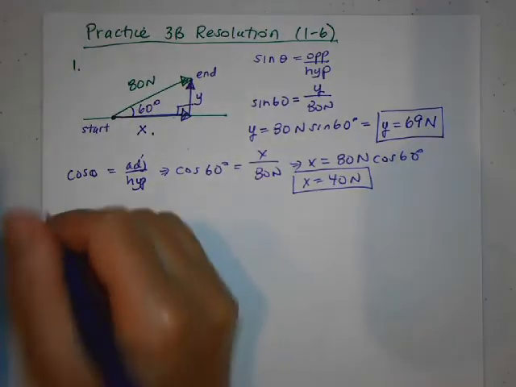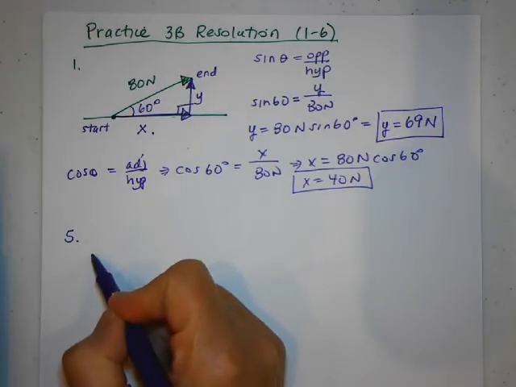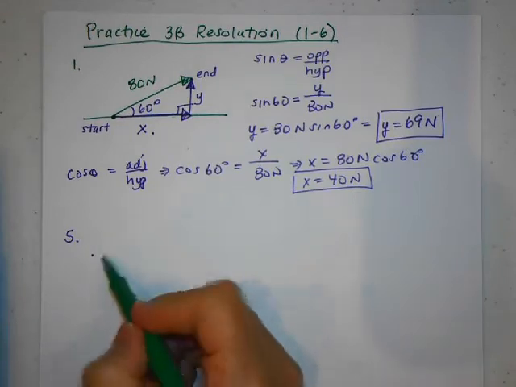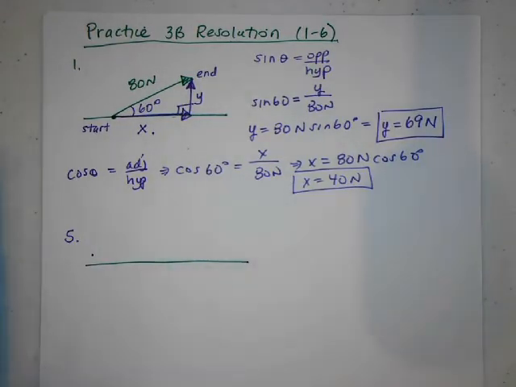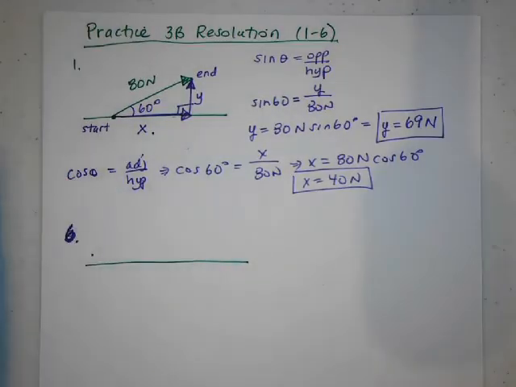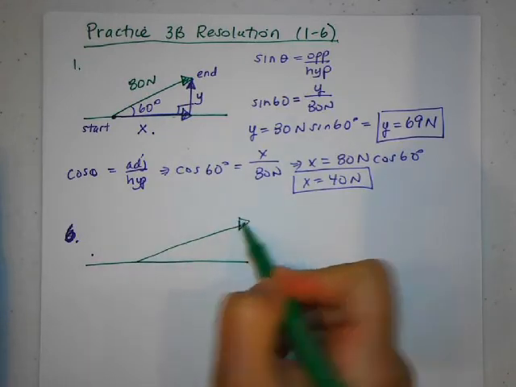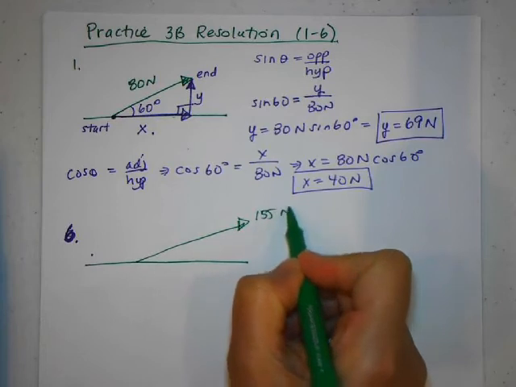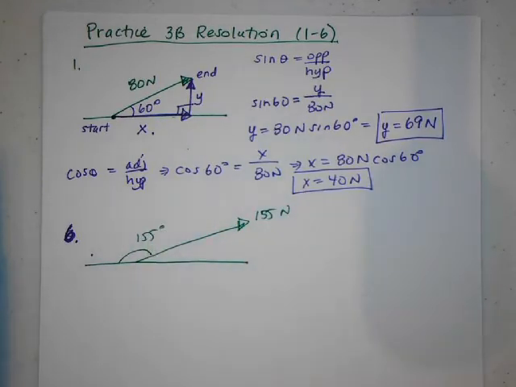All right, let's look at number 5. So number 5, I actually have, or you know what, I'm going to do number 6. So number 6, I have a vector like this. This is 155 newtons. And this angle here is 155 degrees. And it says find the horizontal and vertical components.